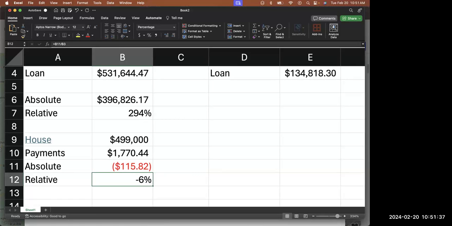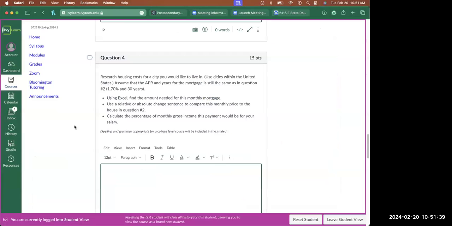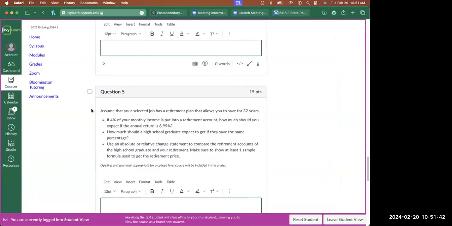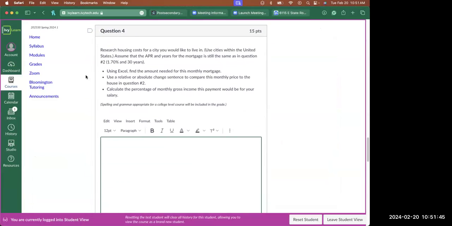All right. Let's look at the instructions again. Whoops. So research housing costs for a city you'd like to live in. I did. Using cities within the United States, of course. Assuming the APR and the years of the mortgage are still the same from the previous question, 1.7 and 30 years. Using Excel, find the amount needed for the monthly mortgage. Use a relative and absolute change sentence comparing this monthly price to the previous question. Calculate the percentage of the monthly gross income this payment would be of your salary. Okay, I haven't done that yet.